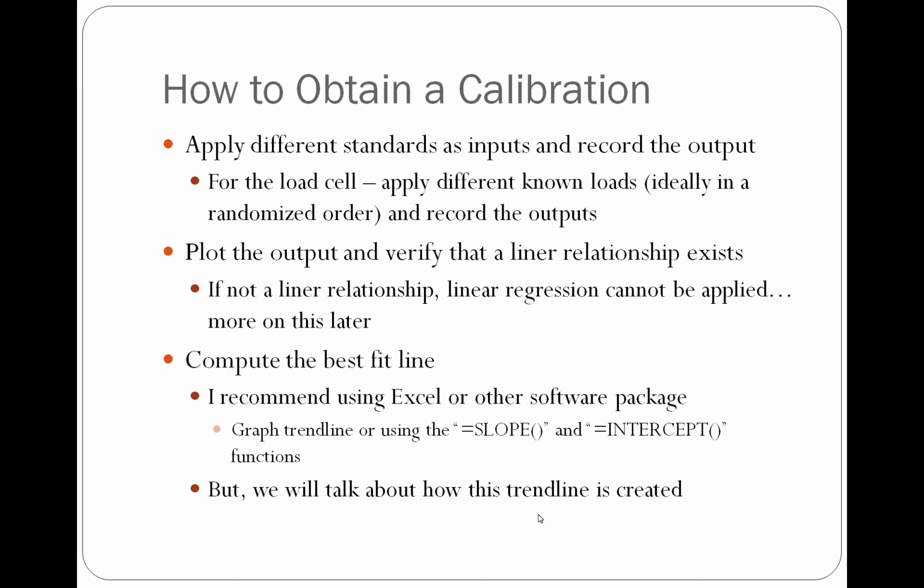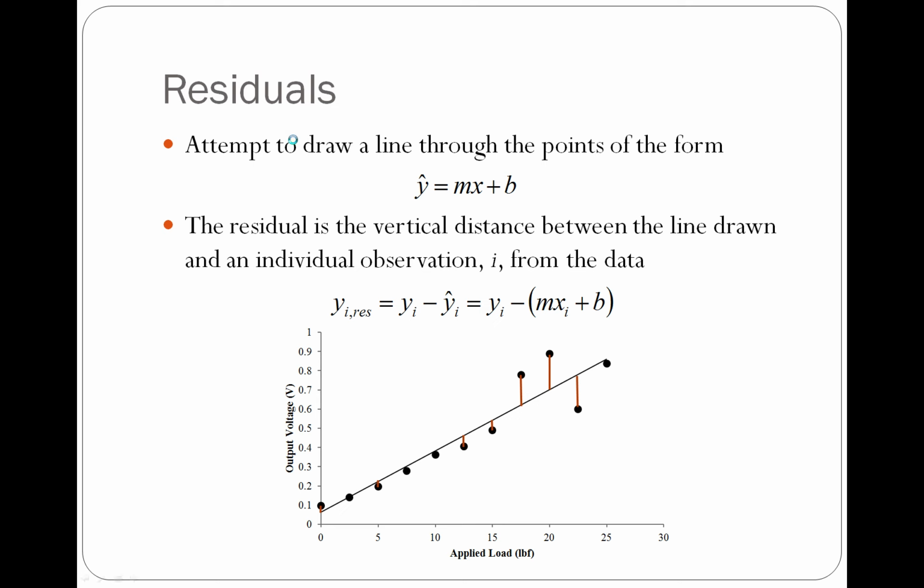But first, we need to talk about how this trend line is created and what these things mean. Okay, so a trend line is created in the following way. If we have a bunch of observations, so if we apply a bunch of different loads and we measure the output voltage, we can plot the output voltage as a function of the applied load. Okay, and we can attempt to draw a line between those data points.